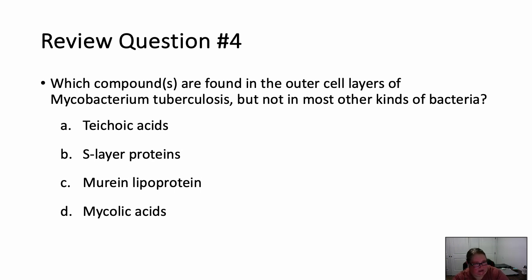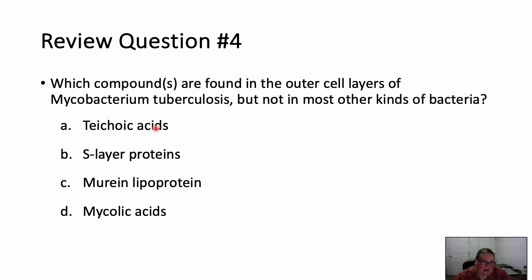The last review question, number 4, asks which compounds are found in the outer cell layers of Mycobacterium tuberculosis, but not in most other kinds of bacteria. A, teichoic acids, B, S-layer proteins, C, murein lipoprotein, or D, mycolic acids. Take a second, pause the video, and try to find the answer. The answer to this question is D, mycolic acid. Mycobacterium, mycolic acid, they're very similar to each other. Mycobacteria are the only ones with these mycolic acid outer layers.